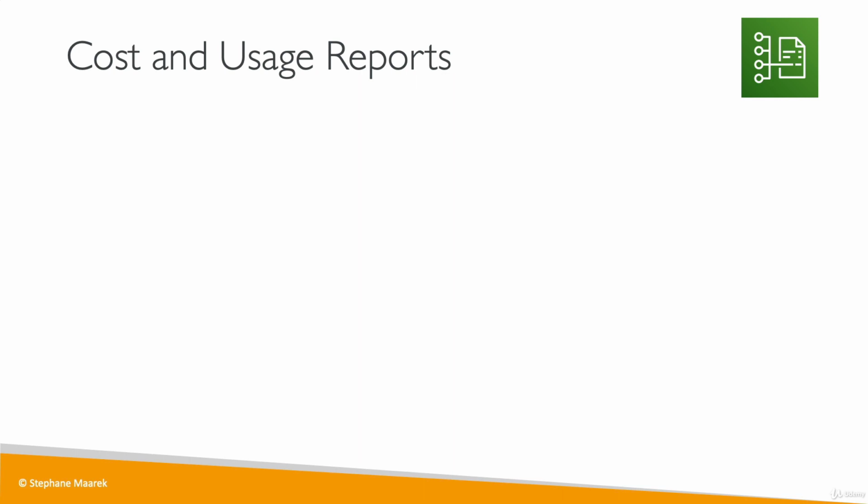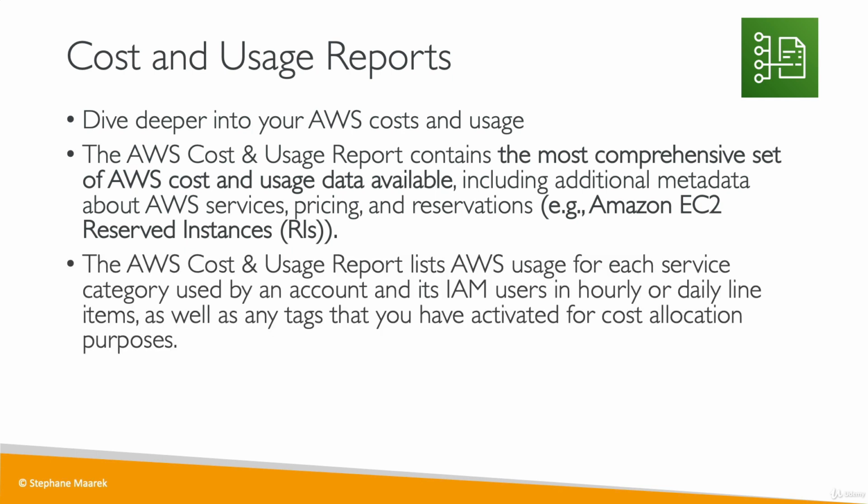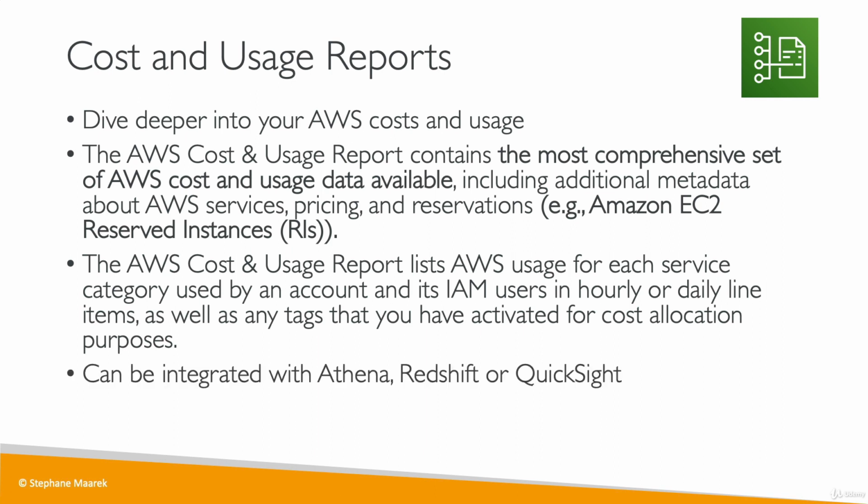So now let's talk about the reports we can generate in AWS. We can generate a cost and usage report to dive deeper into your cost and usage, and it's going to be the most comprehensive set of cost and usage data available on AWS. It will include all the additional metadata about services, the pricing, and the reservations, so you can get some information, for example, around your Amazon EC2 reserved instances usage. This cost report will give you all the AWS usage for each service category used by an account and its IAM users in hourly or daily line items, as well as any tags that you have activated for cost allocation purposes. And this report can be integrated and analyzed using Athena, Redshift, or QuickSight, which is a dashboarding tool.